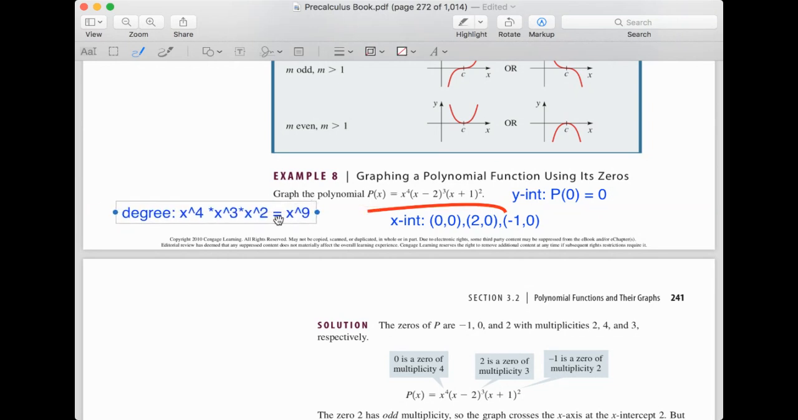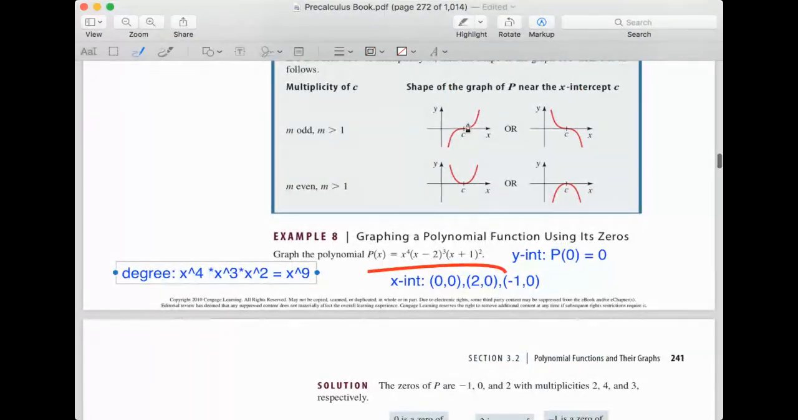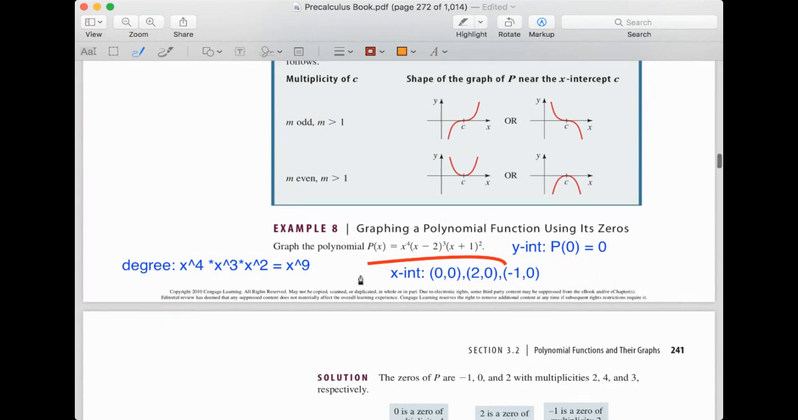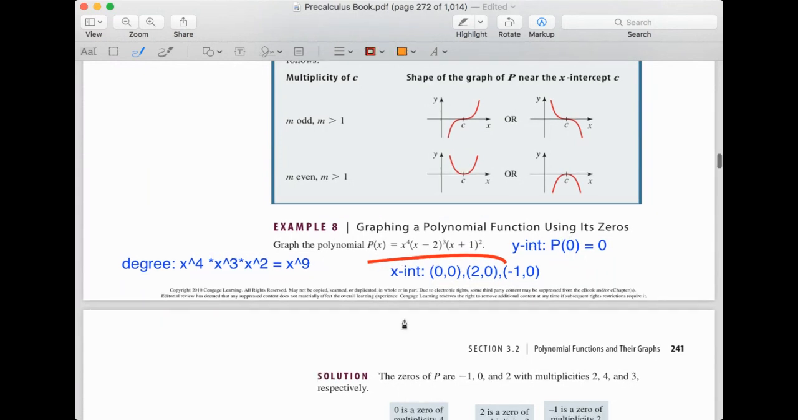A degree 9 polynomial is odd, right? Odd with a positive coefficient. The coefficient will be 1 times 1 times 1, so positive. So we have right hand up, left hand down again. We have this kind of behavior, right? Right hand up, left hand down. Then we have the y-intercept and the x-intercepts. Now we can graph.